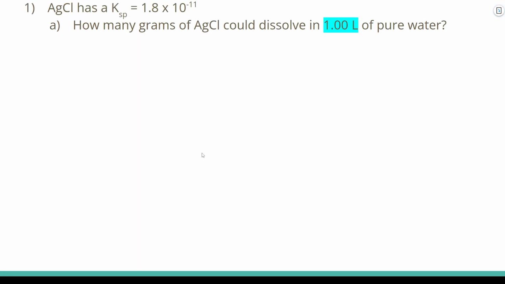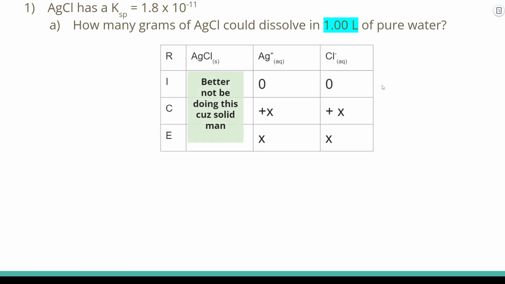So we're going to go ahead and do this example real quick. How many grams of AgCl could dissolve in a liter of water? I did a RICE table real quick to show how to do the Ksp. As a reminder, the solid part, because it's solid, is not part of the K value, so you're not doing this. I set this up with my zeros and my plus X.